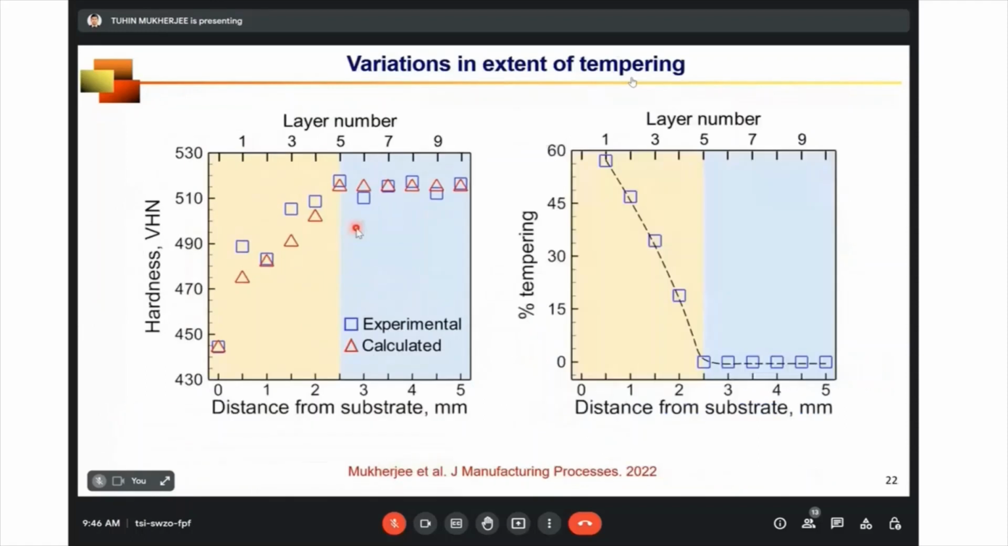So the extent of tempering of martensite also follows a similar trend, but in the opposite way, because the more it tempers, the more the hardness changes. So where the hardness does not change, we do not see any change in percentage of tempering.